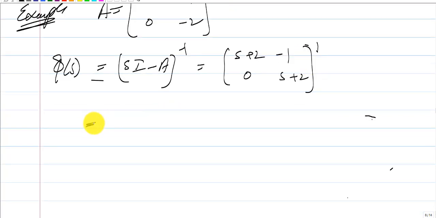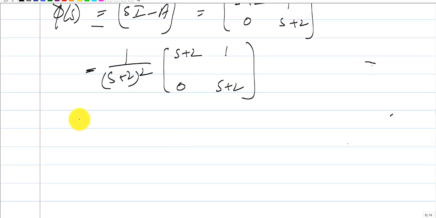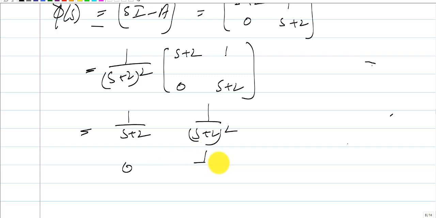That will be simply 1 over (s plus 2) whole square times [[s plus 2, 1], [0, s plus 2]]. So multiplying it inside, what we will get is [[1 over s plus 2, 1 over (s plus 2) square], [0, 1 over s plus 2]].